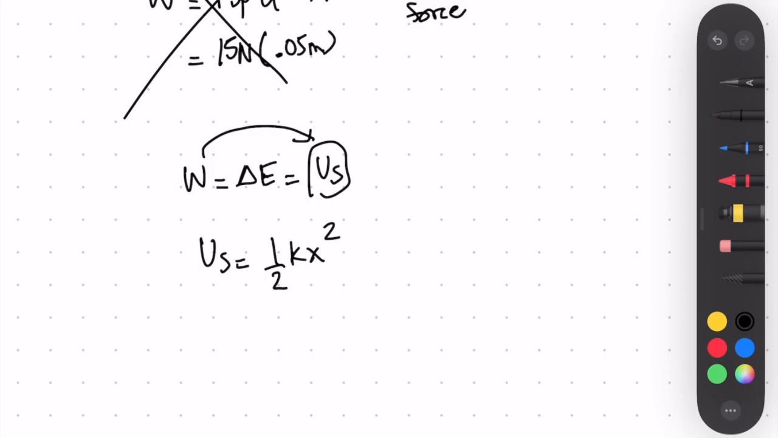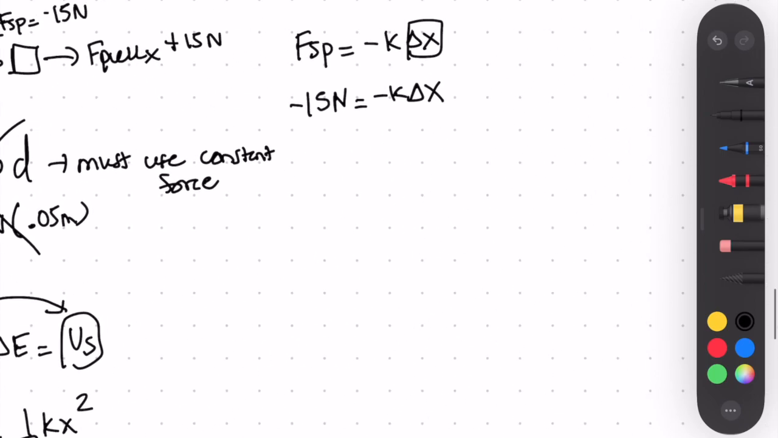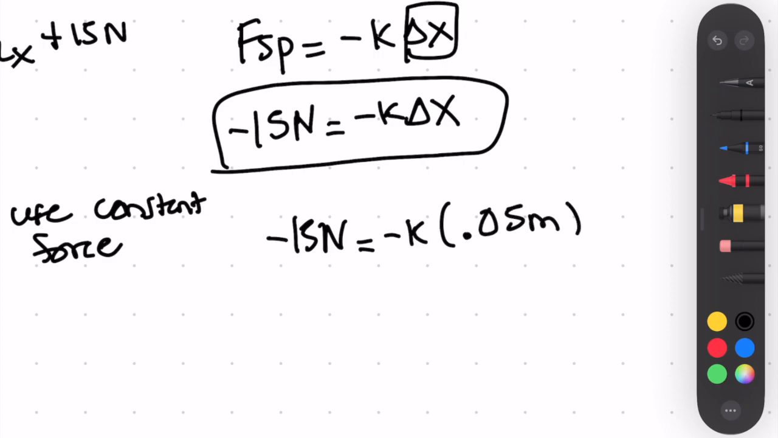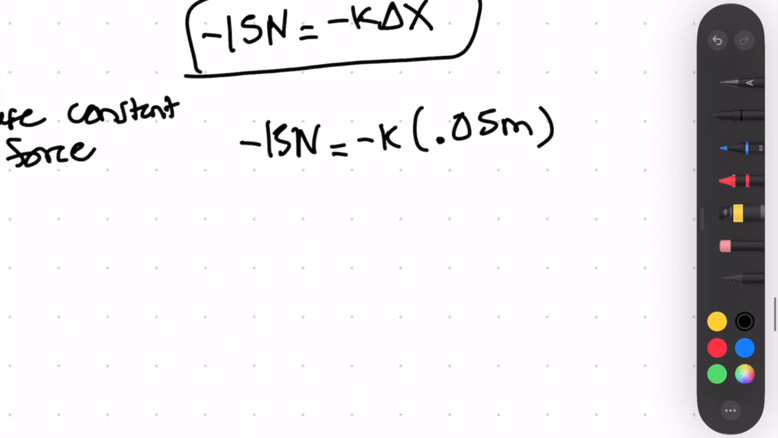Well, we have our x, but we need to figure out our k, and that's where this part comes into play here. We have this negative 15 newtons, that was our spring force, is equal to negative k multiplied by the stretch distance, which was 0.05 meters. So if we figure out the k, we're going to be able to figure out the spring potential energy, and therefore the work.